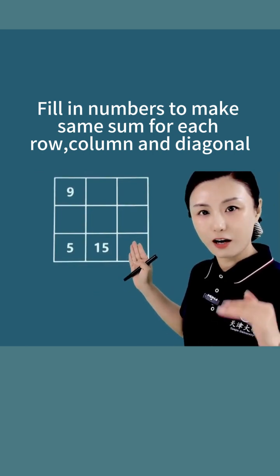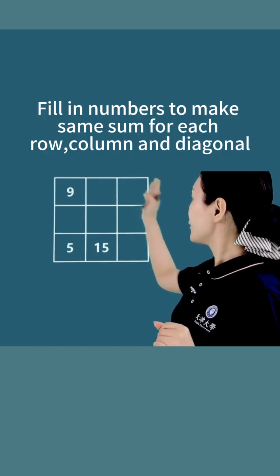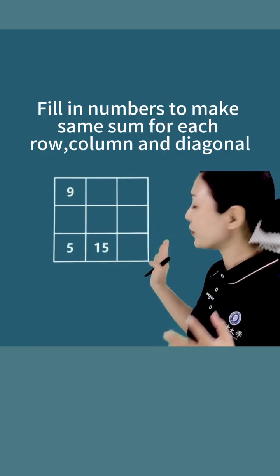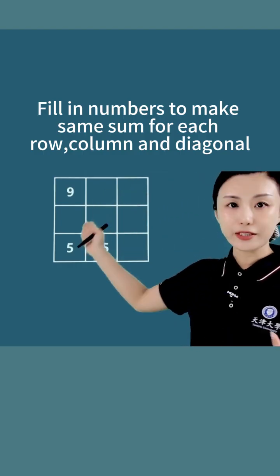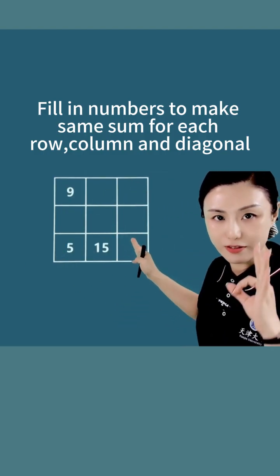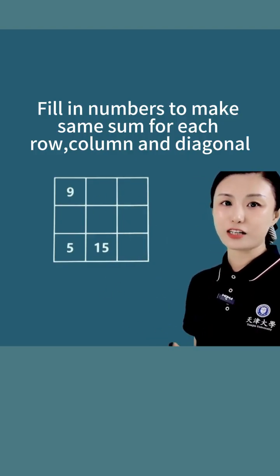If you can't solve this problem, it's hard to score above 90 on the exam. Let's take a look at the question. You're given a 3x3 grid and you're asked to fill in different numbers so that the sum of the three numbers in every row, every column, and both diagonals is the same. The question is, what number should be filled in each square?